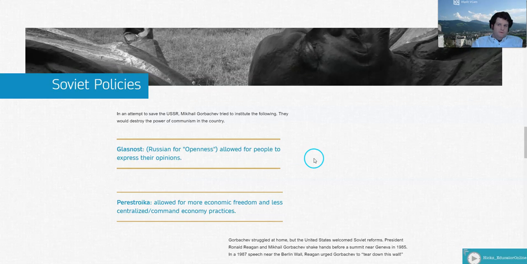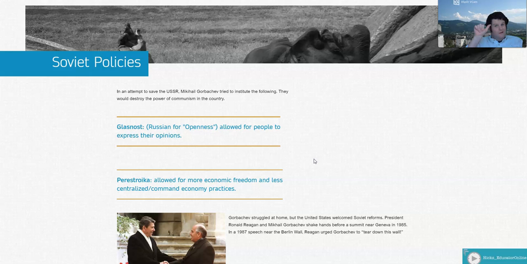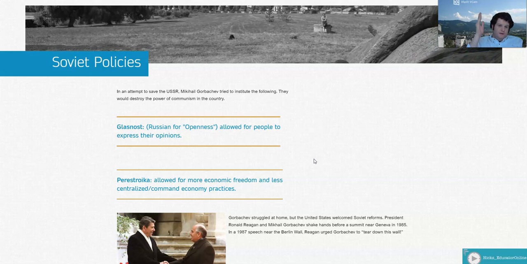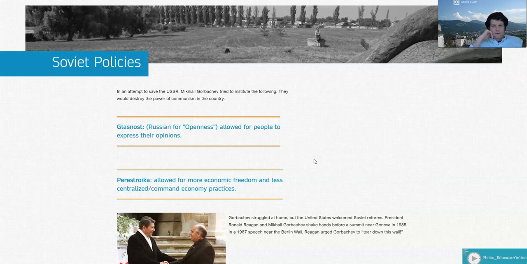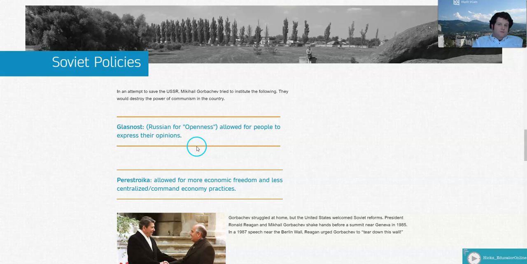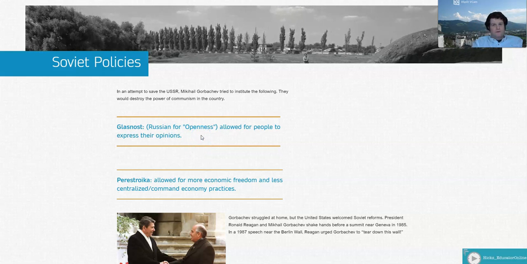Now, the policies I've been referring to, the two big ones, these are the ones that everyone likes to test you on, whether you're in world history or U.S. history, is glasnost, and I'm going to apologize in advance for my Russian pronunciation, perestroika. And these two policies are what Gorbachev tries to use to fix the Soviet Union.